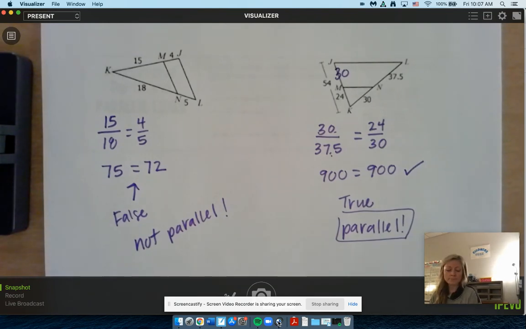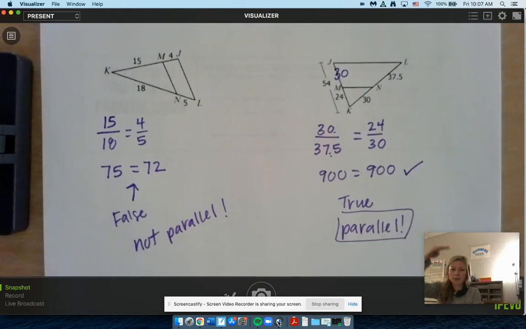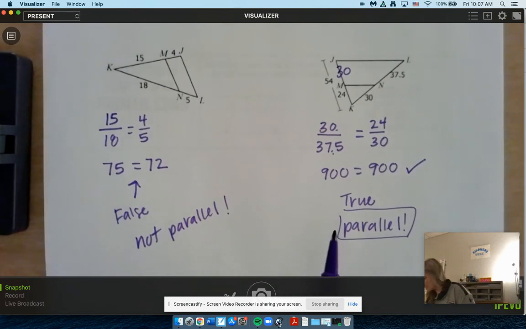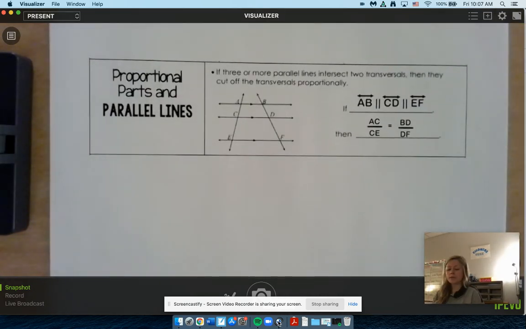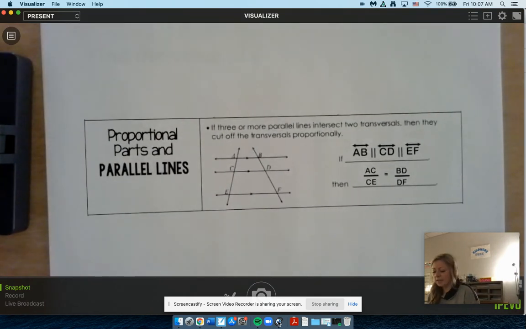Okay. Do you kind of understand what's going on with that theorem there? Again, big idea. We have a triangle. A line cuts through it. If it's parallel, it splits our sides into proportional parts. This next one's a little goofy. So it's talking about proportional parts and parallel lines.